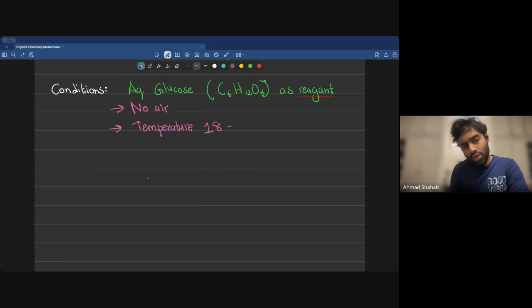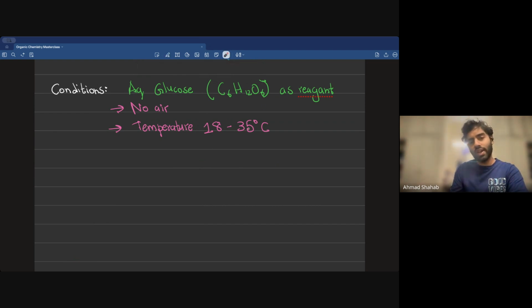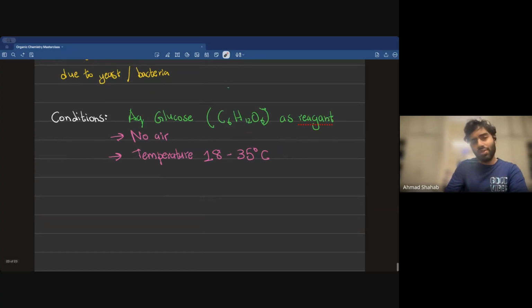The temperature of this reaction should be around 18 to more or less 35 degrees Celsius, right? And why is that? Why not greater than 35? And why not less than 18? The reason for that is the enzymes that are present in the reaction.